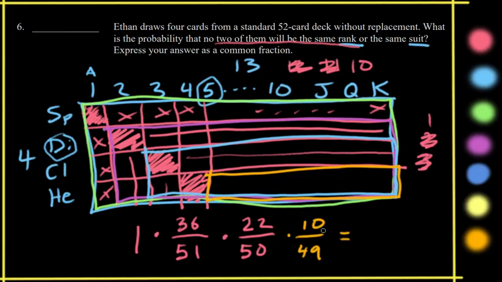36 times 22 times 10. I guess I can start canceling some things too, because this is an even number. So that'll get to 5, and this will get to 25, and I can cancel the 25 and the 5. I should have just canceled those to make 5. Okay, so that's 5.